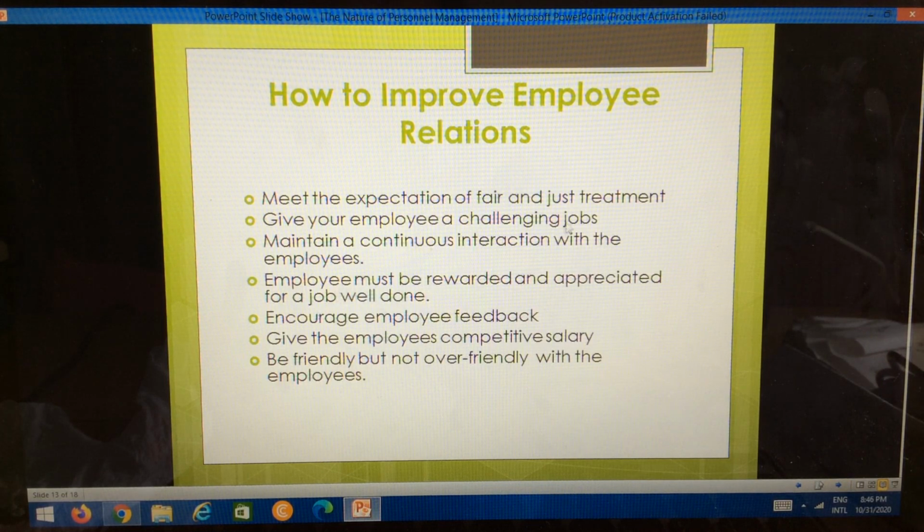Second, give your employees a challenging job. Do not make the employee's job monotonous. Keep it interesting. Make it more challenging. This can be done by assigning employees greater responsibilities or involving them in training programs, or more likely a job rotation. Third is to maintain a continuous interaction with the employees. Keep them updated about the company's policies, procedures, and decisions. Fourth is that employees must be rewarded and appreciated for a job well done. This will boost them and they will work hard together as a team.